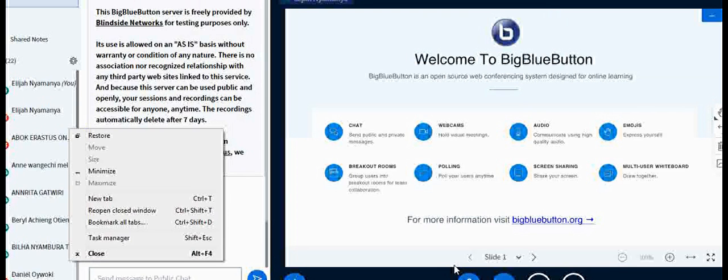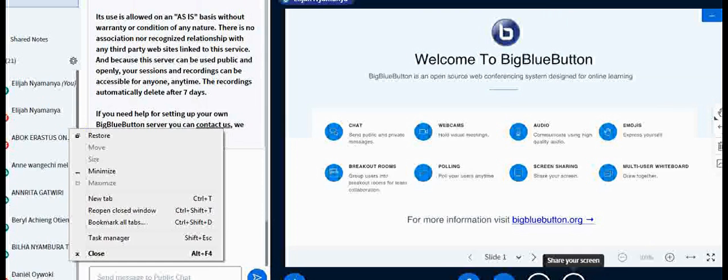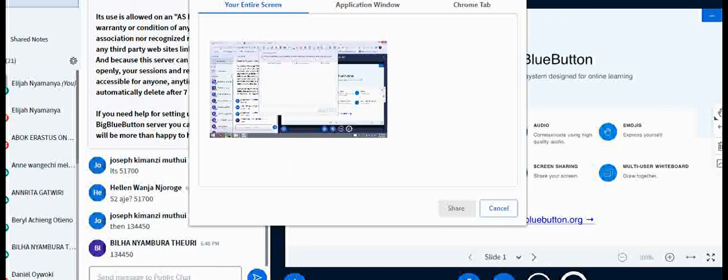Yeah, sorry, my screen share imepotea, but I'm restoring it soon. Oh, ni sawa. Okay, acha nirudishe back my screen.